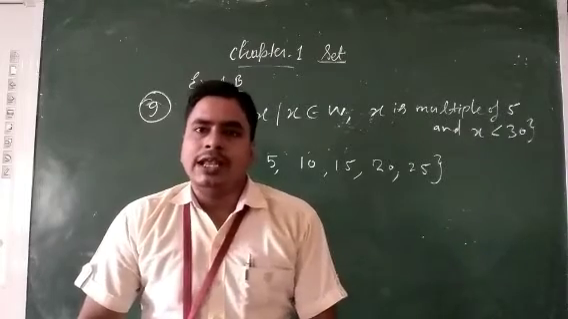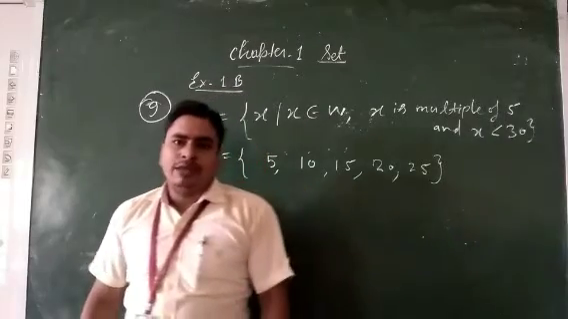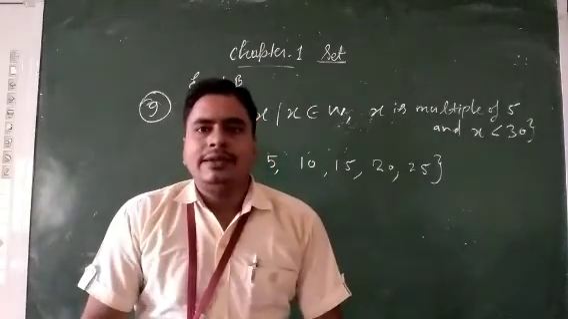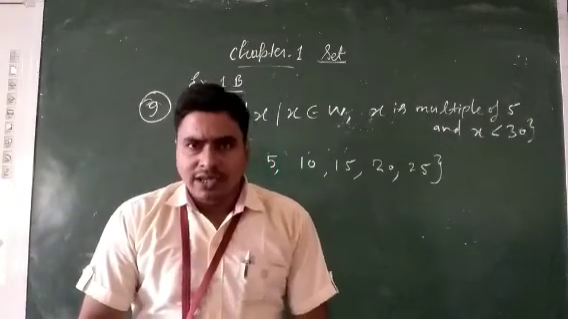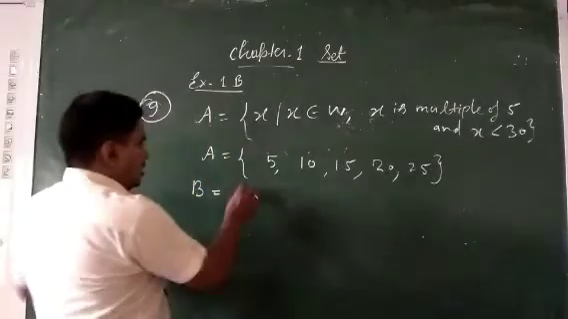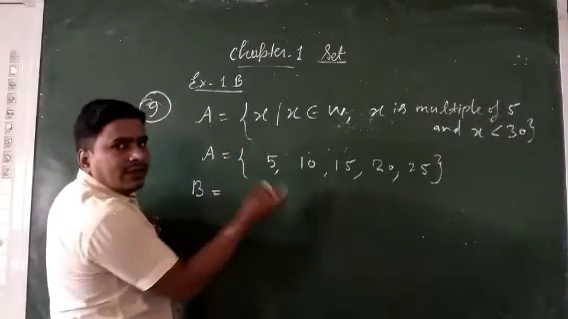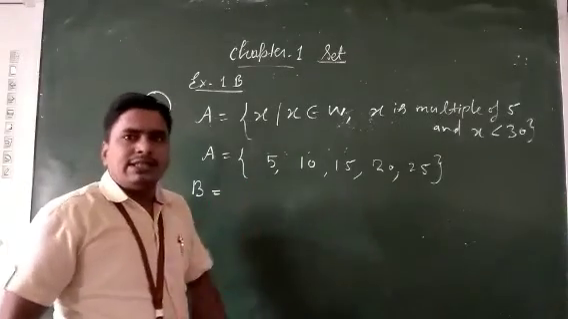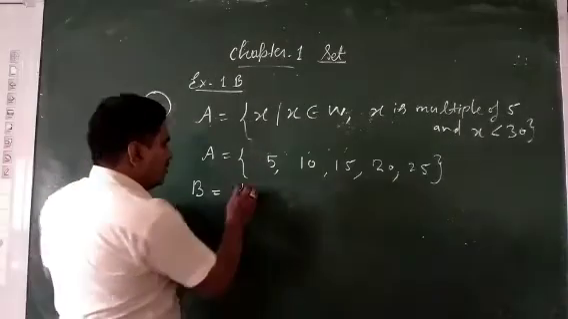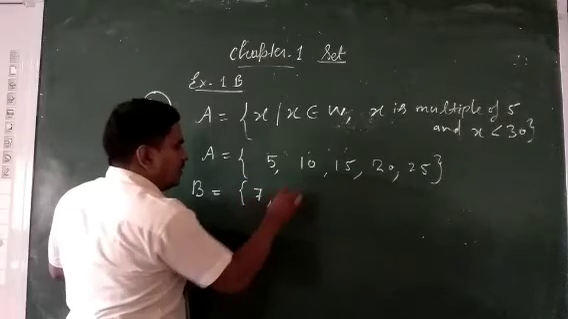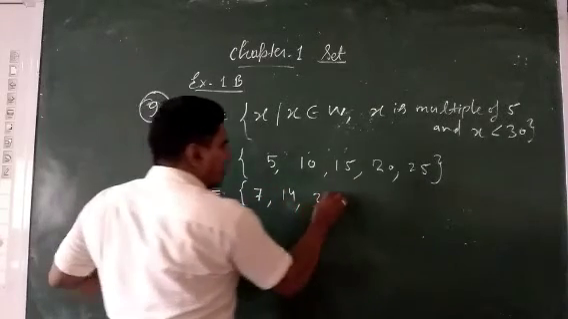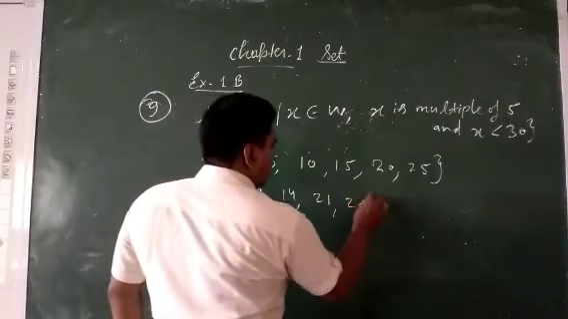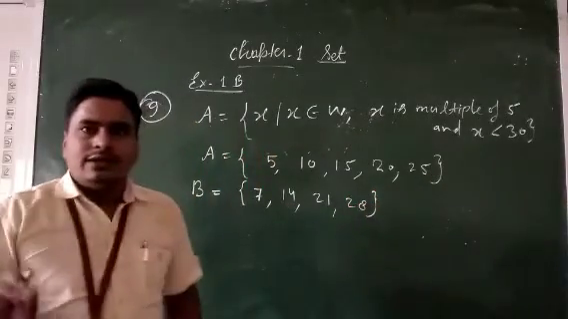मतलब वो सारे एलिमेंट लिखने हैं आपको नेचुरल नंबर के जो 7 से डिवाइड हो और less than 30. It means 7 is a prime number, so only the table of 7 numbers are divisible by 7. So 7 1s are 7, 2s are 14, 3s are 21, and 4s are 28. Clear? Second.